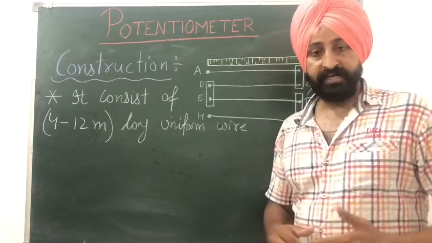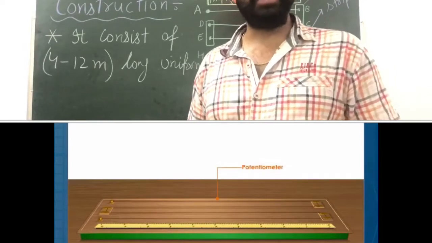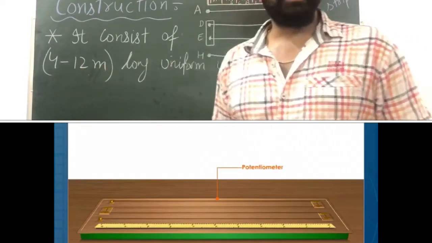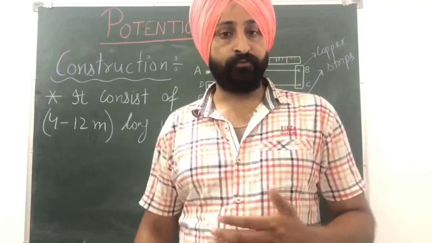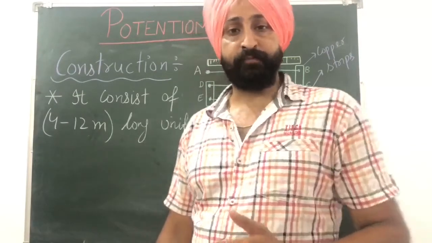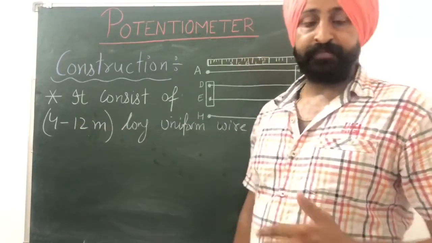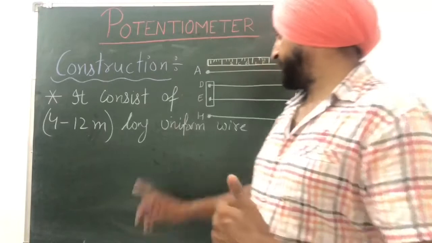See, a potentiometer actually consists of a uniform wire of length varying from 4 meter to 12 meter. The potentiometer that you will see in your physics lab will have a wire of length 4 meter, but it can vary from 4 meter to 12 meter in different potentiometers. So this 4 meter length will not be taken in a single stretch. It will be taken as shown in this diagram.